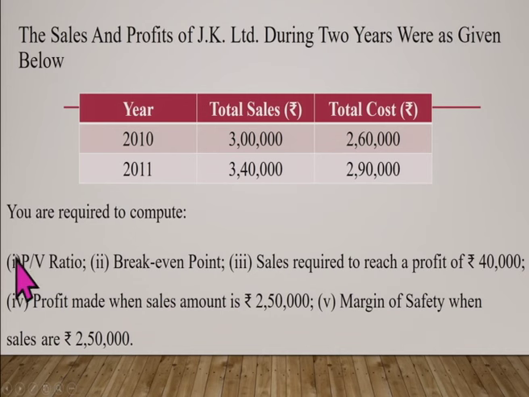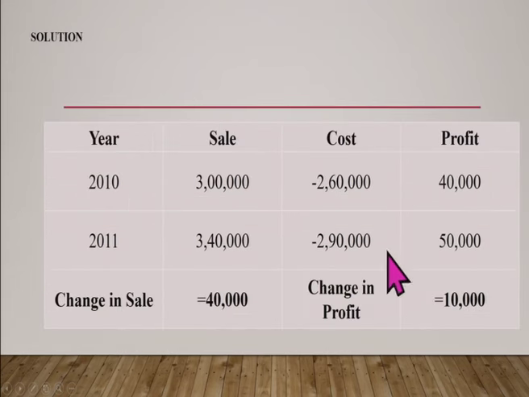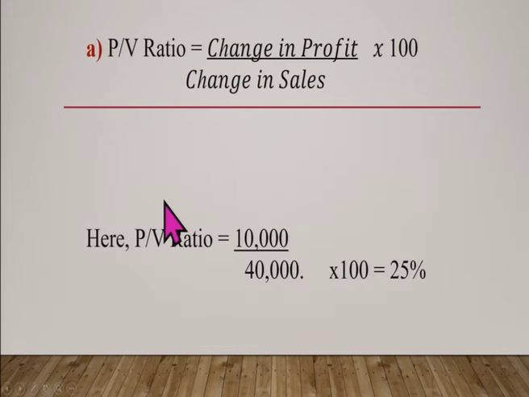After calculation of profit, whatever procedure we followed, the same similar methods we have to follow. To calculate the PV ratio, first calculate the profits, the difference between the sales and total cost, that is 40,000 of profit for 2010 and 50,000 for 2011. After calculation of that profit, we calculate the difference. The difference in profit is 50,000 minus 40,000, that is 10,000. The difference in sales is 40,000. So first we calculate the PV ratio: 10,000 divided by 40,000, that is nothing but 25%.